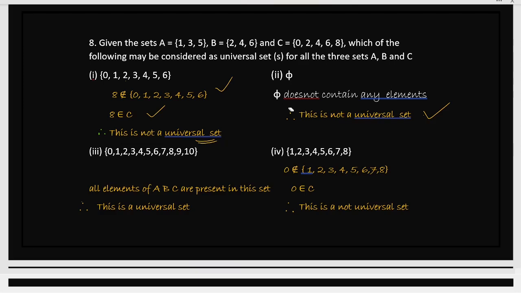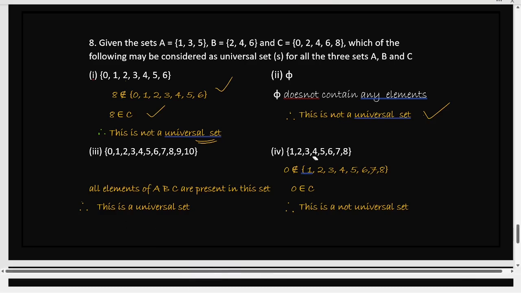Next, the fifth one does not contain any element, so this is not a universal set for A, B, C. Third one, 0, 1, 2, 3, 4, 5, 6, 7, 8, 9, 10. All elements of A, B, C are present in this set. 1, 3, 5, yes. 2, 4, 6, yes, present. 0, 2, 4, 6 and 8, all these elements are present in this set. So this is qualified to be the universal set for all these A, B and C sets.